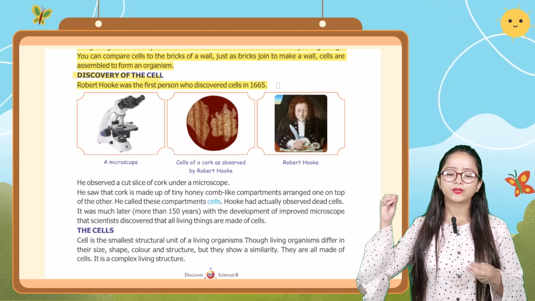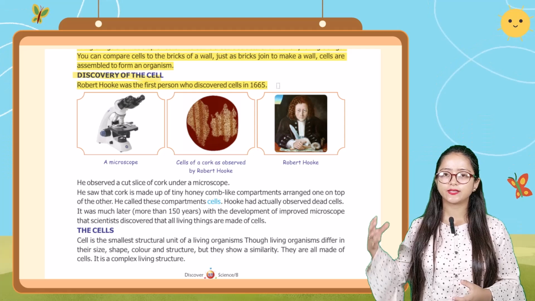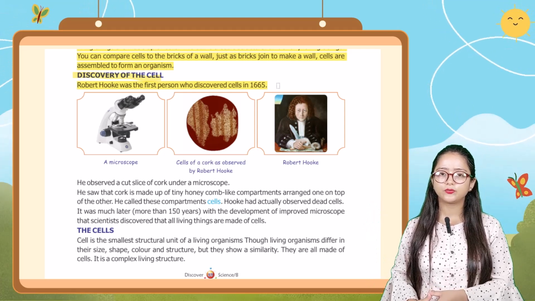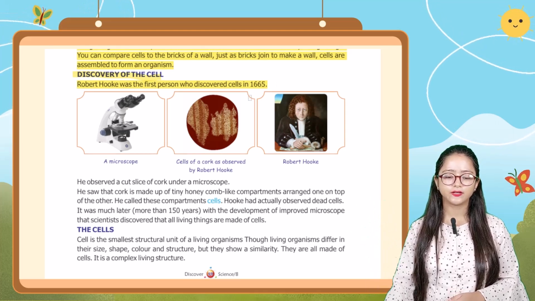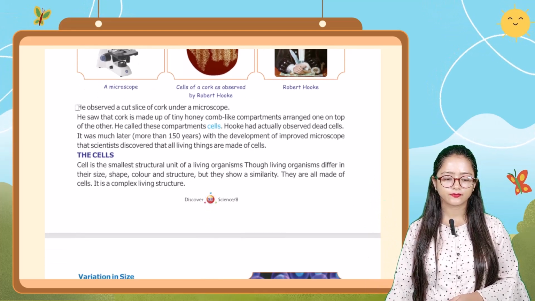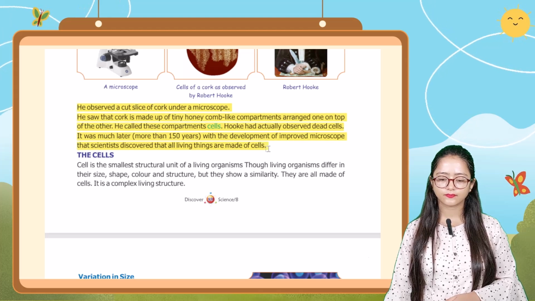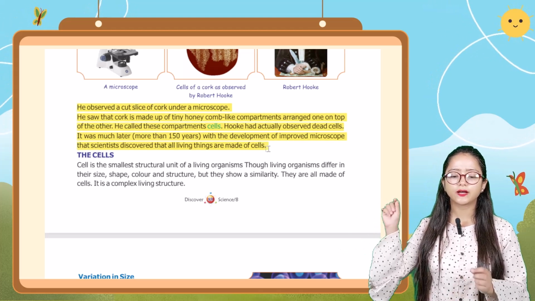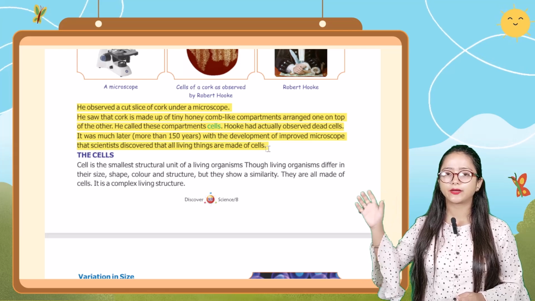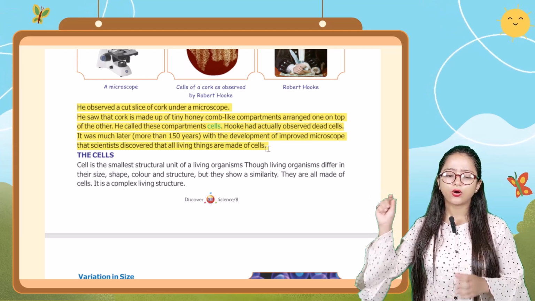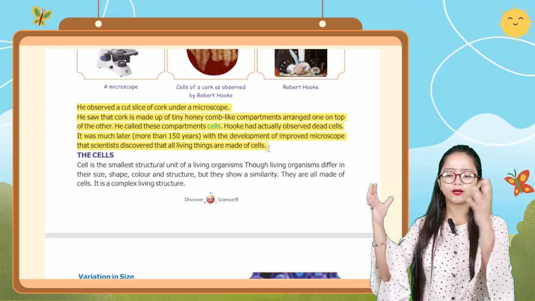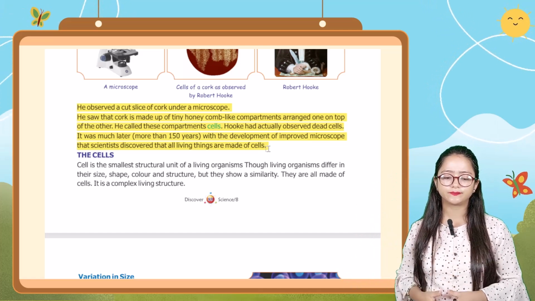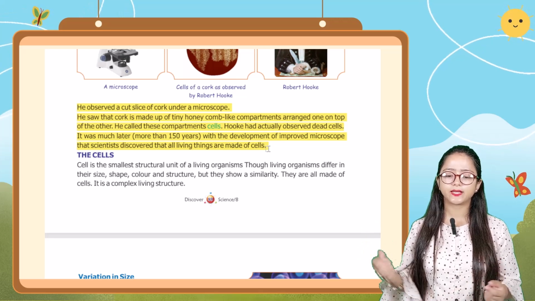Robert Hooke was the first person who discovered the cell in the year 1665. He observed a cut slice of cork under a microscope. He saw that cork is made up of tiny honeycomb-like compartments which are arranged one on top of the other. He called these compartments cells.